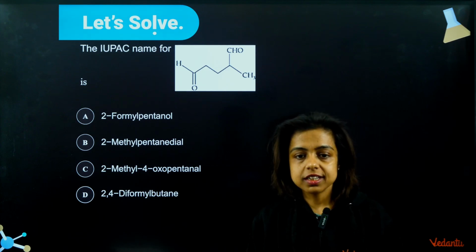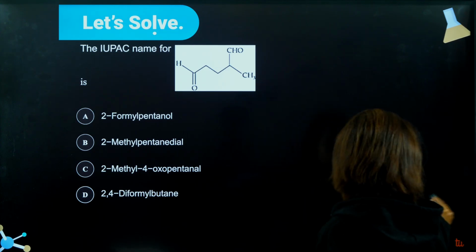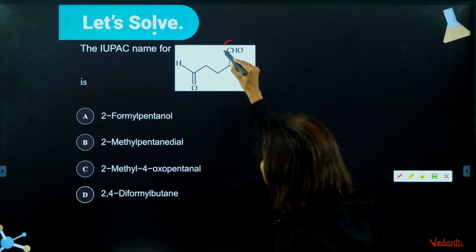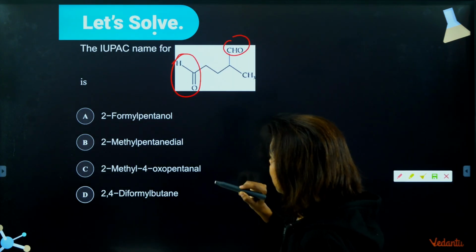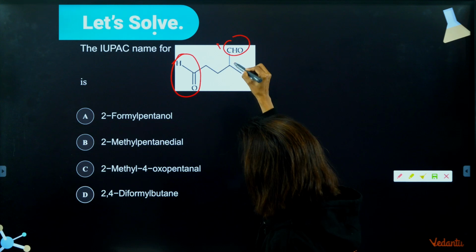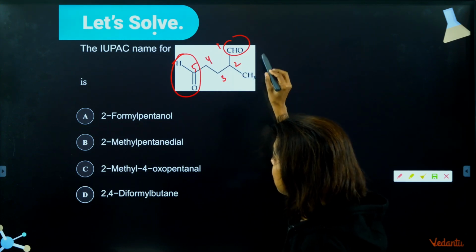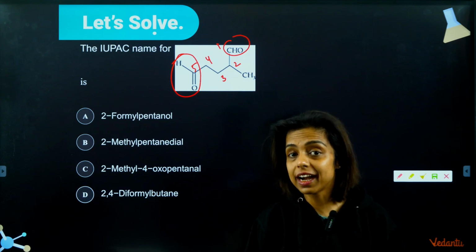Now the question is the IUPAC name for this. So you can see there are 2 CHO aldehyde groups. So this is one aldehyde group and there is another aldehyde group, right? So I'll number it 1, 2, 3, 4, 5. It is 2-methyl pentane dial. 2 aldehyde groups are there.